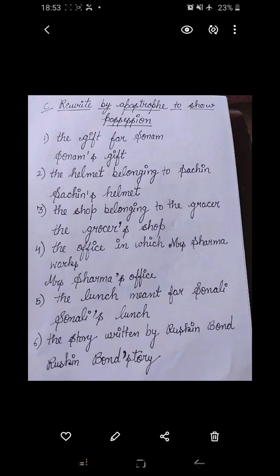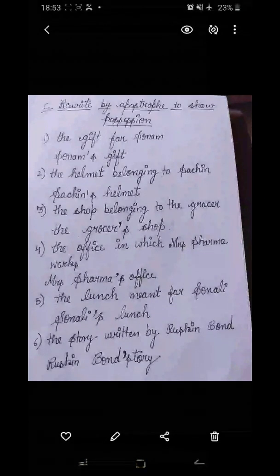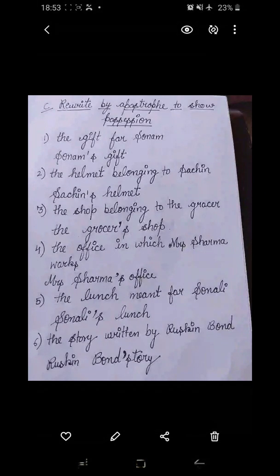The shop belonging to grocer. Whose shop? Grocer's shop. Grocer is ending with R, not with S. So you have to put apostrophe S. The grocer's shop. The office in which Mrs. Sharma works. Mrs. Sharma's office. Apostrophe S here you have to use.